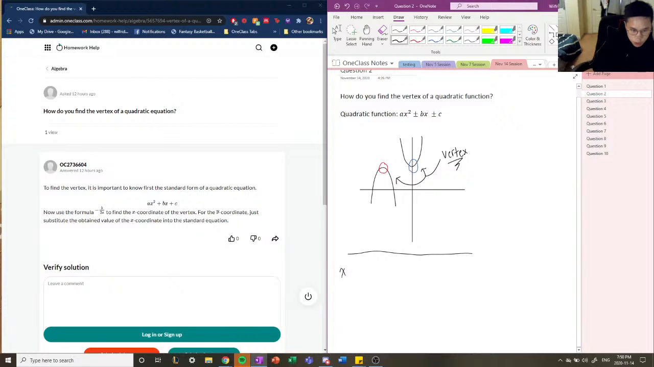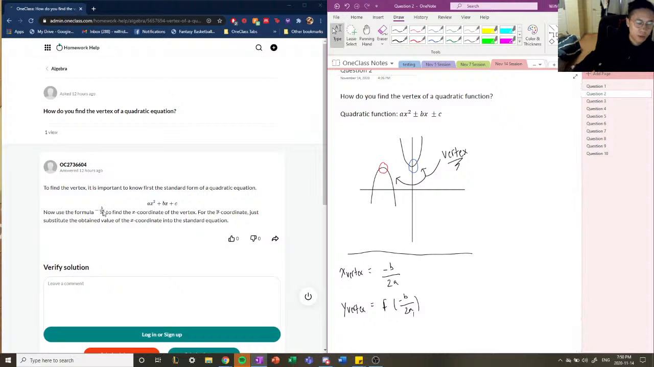So the x-coordinate of your vertex is given by the equation negative b over 2a. So it's going to be the coefficient b divided by 2 times the coefficient of a, and you make it negative. And all you really need to do to find the y-coordinate of your vertex is to sub this x-coordinate back into your function. So that is how you find the vertex. Either you can do it visually by graphing it out and looking at the graph, or you can use this equation. Either way works.